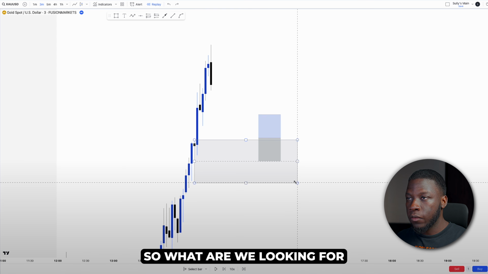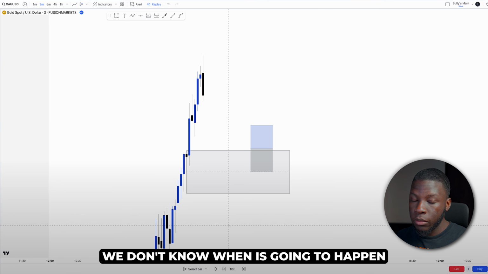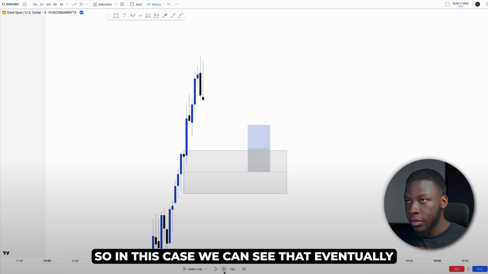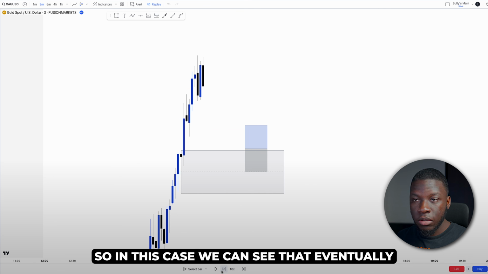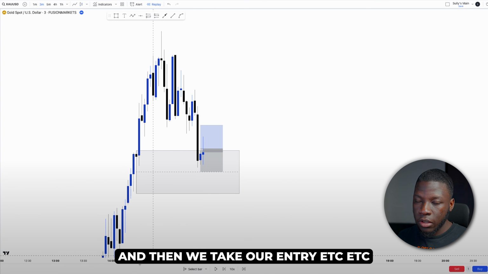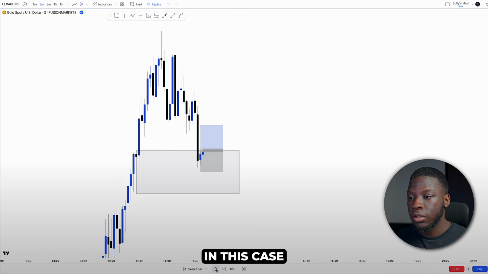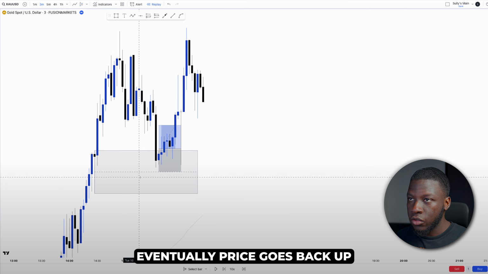So this is now our demand zone. What are we looking for? We're waiting for price to come back into this zone to then take a buy. That's all we're looking for. We don't know when it's going to happen or if it's going to happen, but that's what we're looking for. In this case, we can see that eventually, after some time, price taps into the zone, and then we take our entry, which I'll go through shortly. But that is what we're looking for, because when price does tap in, eventually price goes back up.